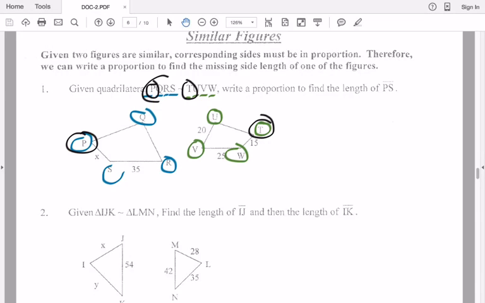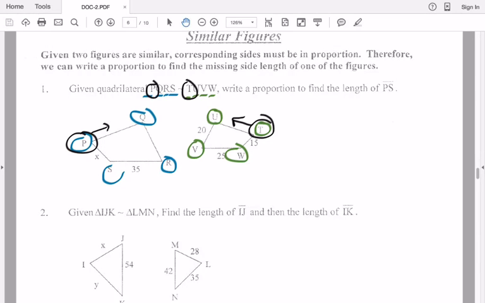And then in this figure we go to the Q next, and in this figure we go to the U next. So this one goes around and names it clockwise, and this one names it counterclockwise. And that's very important because that helps us see which sides correspond to each other. So we can set up proportions.